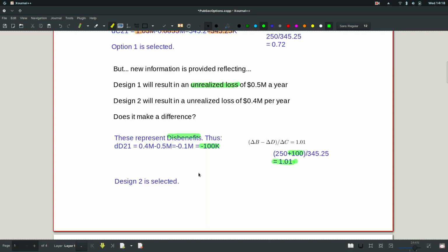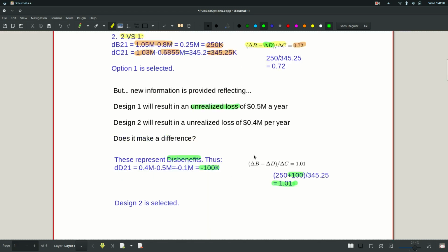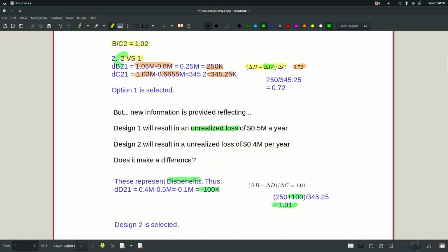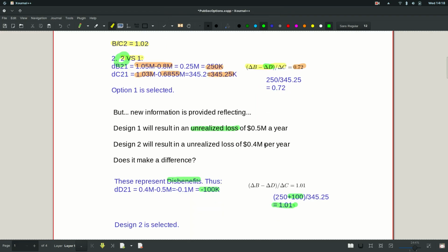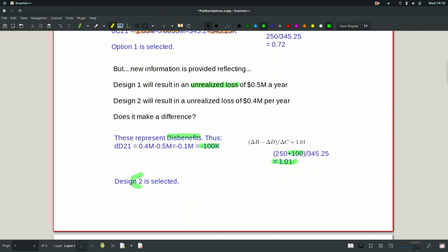So that means design 2 in this case is selected, because now the delta BC is greater than 1. So that means the defender remains, the defender wins. So in this case, even though it may have a smaller, even with these considered, it does win out. So we would choose design 2.